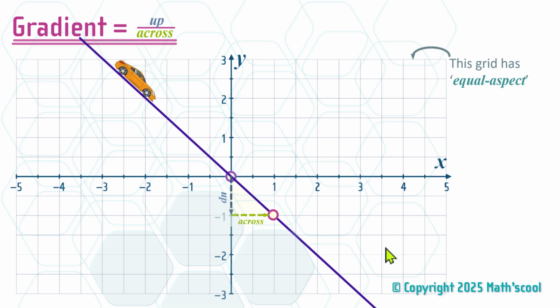The gradient is up over across, which is -1 over 1, which is -1. And a -1 gradient will be 45 degrees below the x-axis. So when we're measuring angles, there's another topic in maths we'll do later on called bearings. And in bearings, it's not really maths for mathematicians. It's maths for pilots and ship's captains and stuff like that. In that case, we'll use north, and we'll use angles being measured clockwise from the north. But other than that, we measure angles anti-clockwise from the positive x-axis.